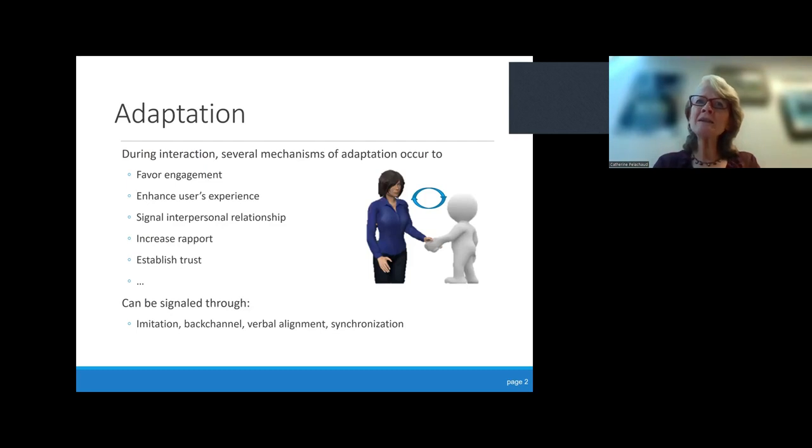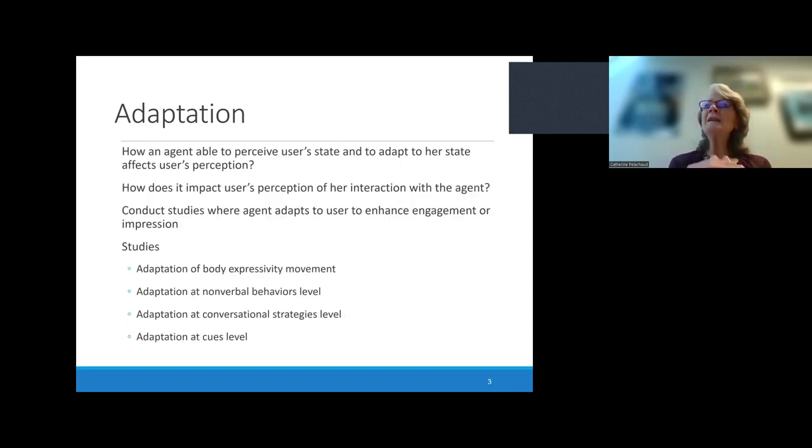Adaptation during an interaction serves several communicative functions, such as favoring engagement, enhancing user experience, increasing rapport, establishing trust, and things like that. So it has quite a lot of functions, and it can be signaled through a variety of mechanisms, such as imitation of behaviors, the production of back channels, different forms of alignment, and also temporal alignment, temporal synchronization.